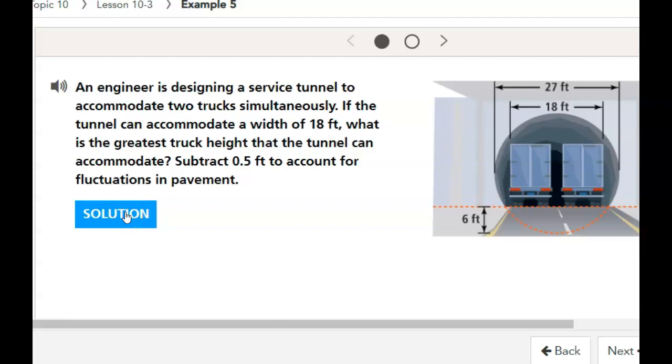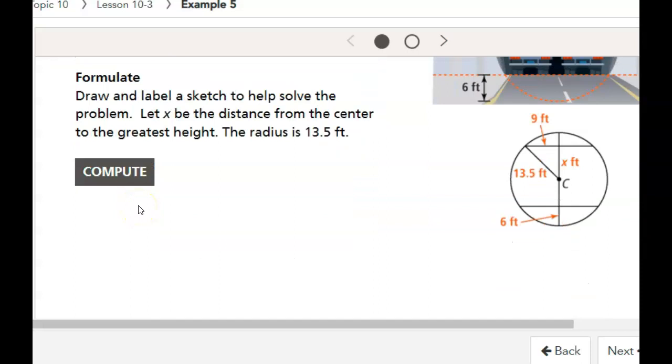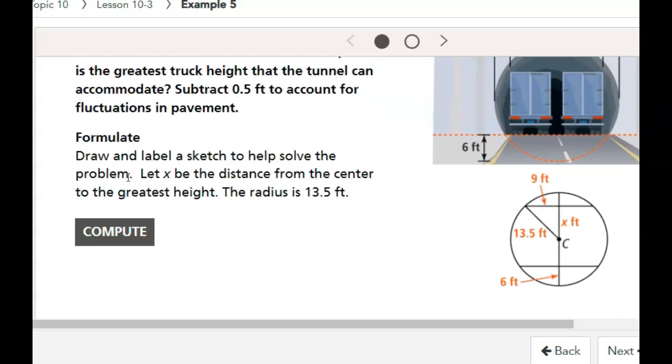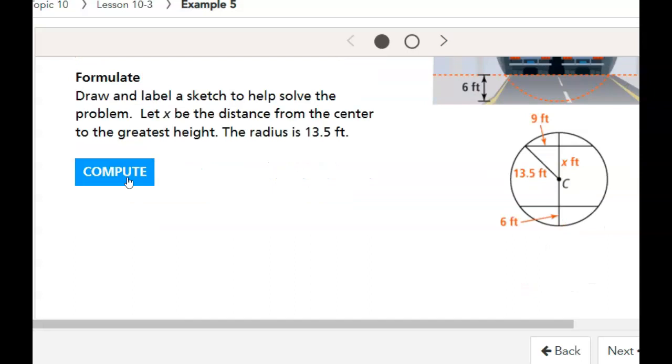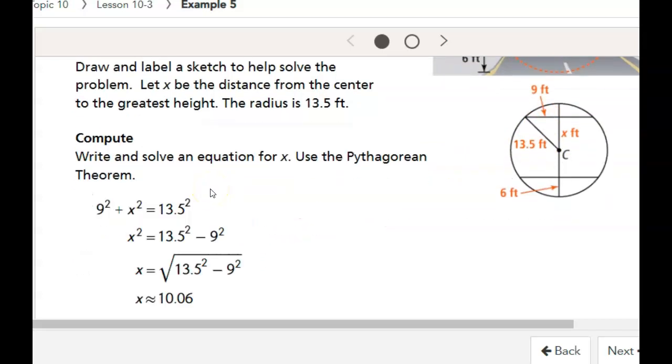All right, so first of all, we can draw a sketch of that with just the numbers and the expressions. We'll use x to represent the distance from the center to where the greatest height of the trucks could be. The radius here is 13.5 feet. So we've got a right angle here, and so we'll do the Pythagorean theorem, and we'll get for x about 10.06.